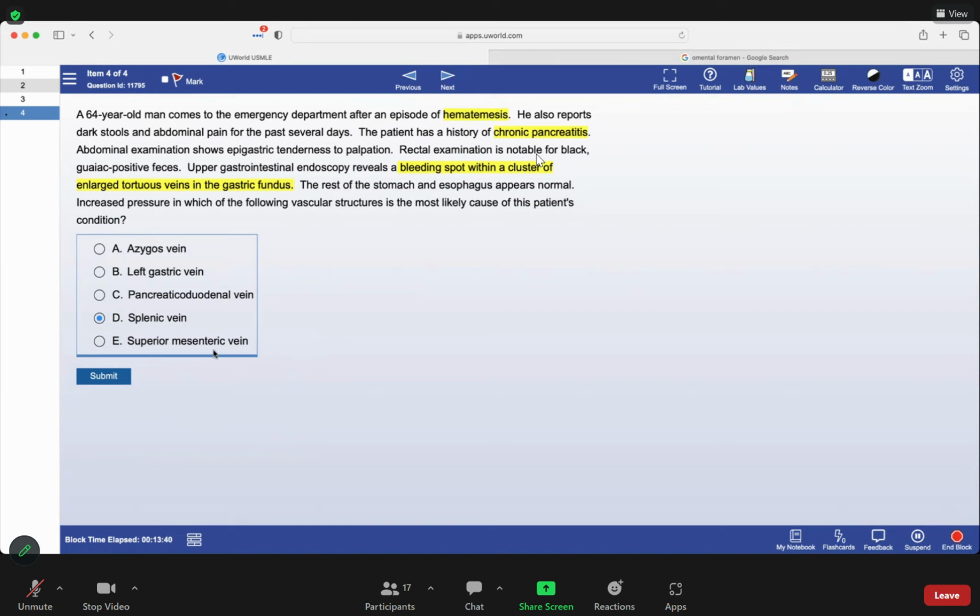Now, some people picked superior mesenteric vein. We are not talking about the midgut here. We are still in the foregut. Is that clear, folks? They are specifically saying gastric fundus. Which vein supplies the gastric fundus? The short gastric vein. The only time the short gastric vein can become tortuous is when the pressure increases. When do you think the pressure increases? When the splenic vein is compressed, so there is no venous drainage. Is that clear, folks? All right.